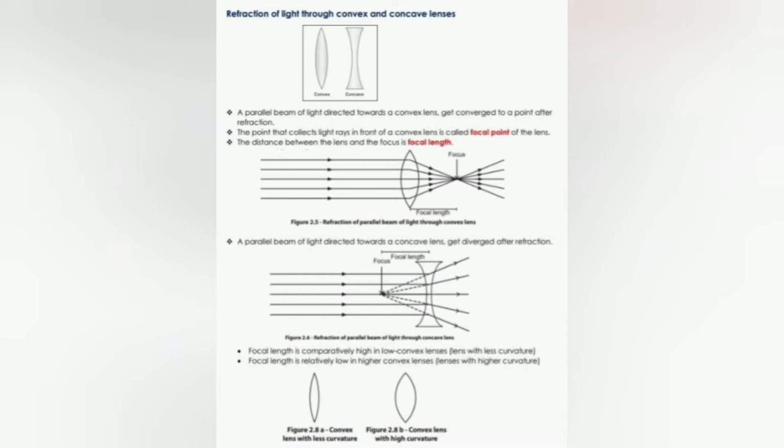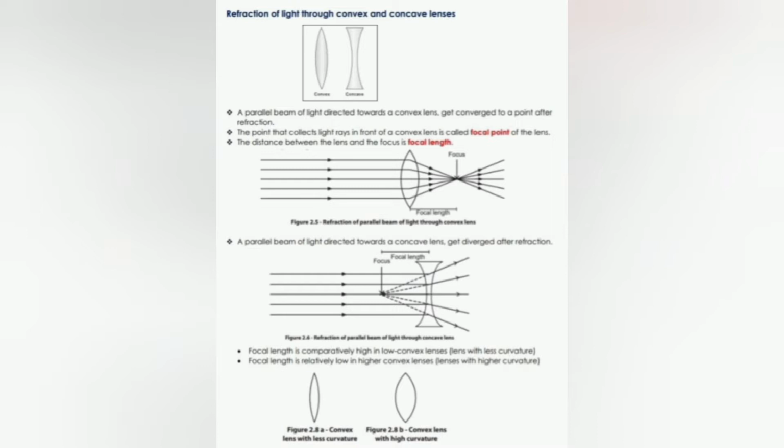Refraction of light through convex and concave lenses. In the given diagram, you can observe what is a convex lens and a concave lens. A parallel beam of light directed towards a convex lens gets converged to a point after refraction. The point that collects light rays in front of a convex lens is called the focal point of the lens.